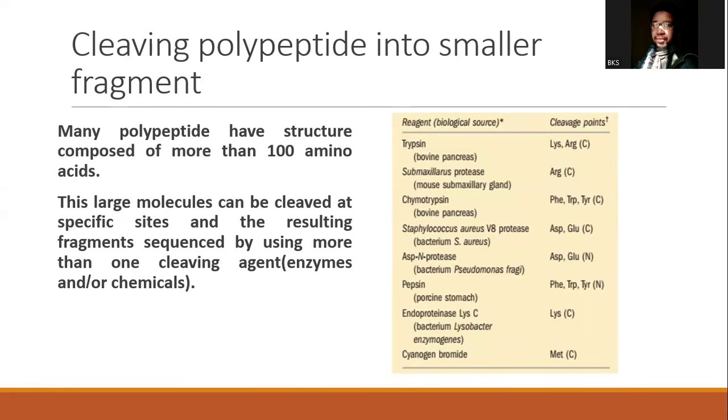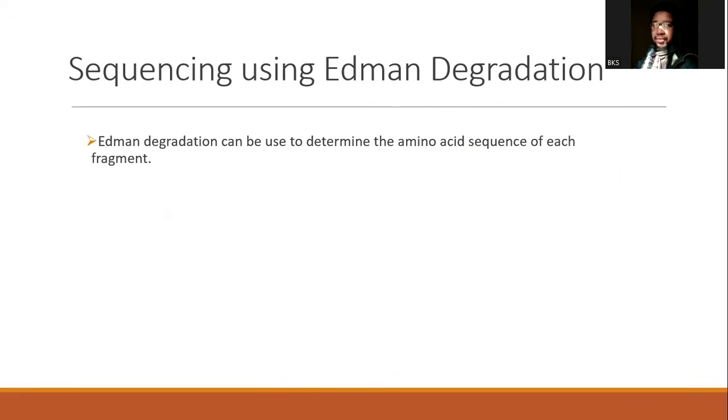We also have many others like pepsin and endoproteinase. We have cyanogen bromide that cuts at the carboxyl end of methionine. So wherever methionine is found, the carboxyl end of methionine can be cut by cyanogen bromide. So you can use that to create the fragments, and then each of these fragments can be sequenced by Edman degradation, using phenyl isothiocyanate, as we explained.